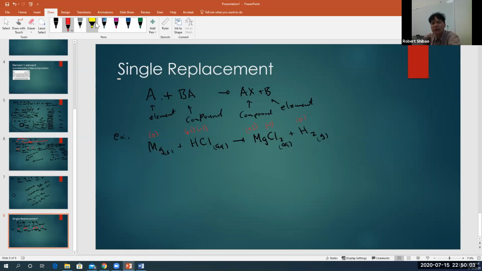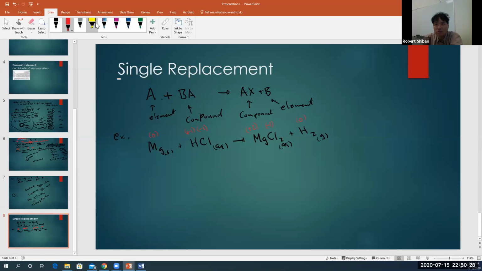So what we look at here is what happened to magnesium. Magnesium goes from 0 to +2. So each magnesium lost 2 electrons. Then what happened to H? H went from +1 to 0. That means H must have gained 1 electron. Each H atom gains 1 electron.